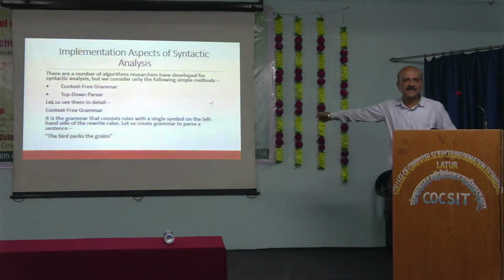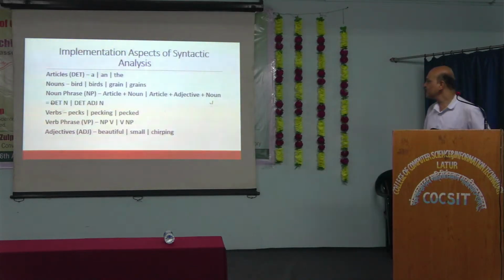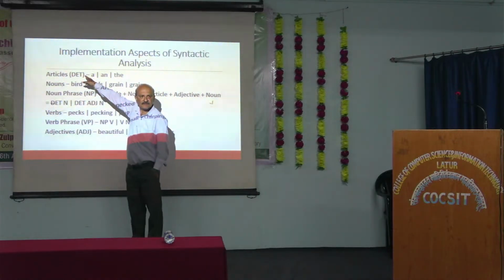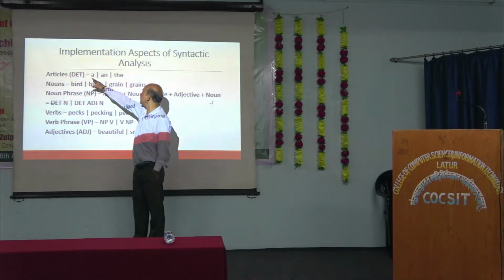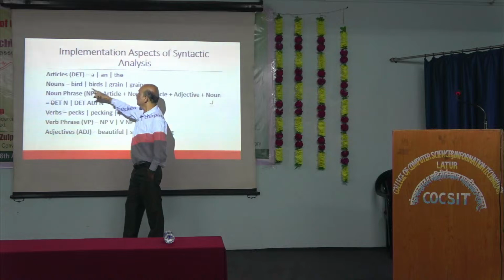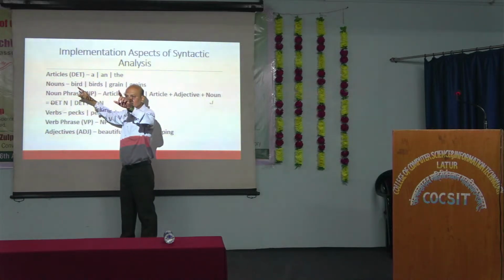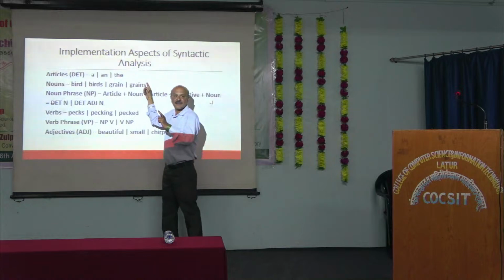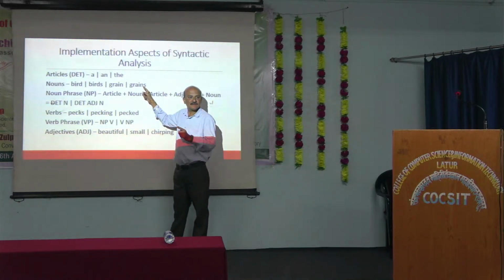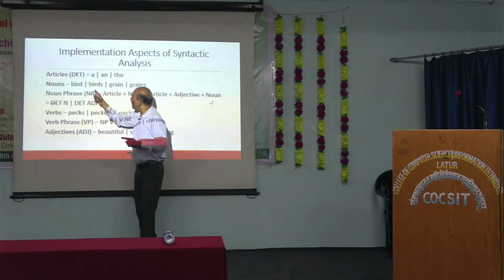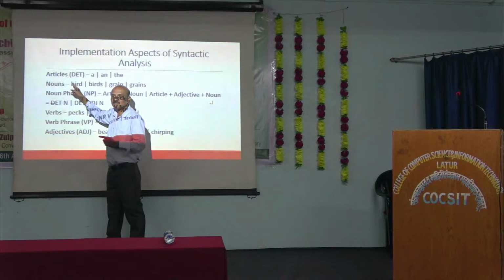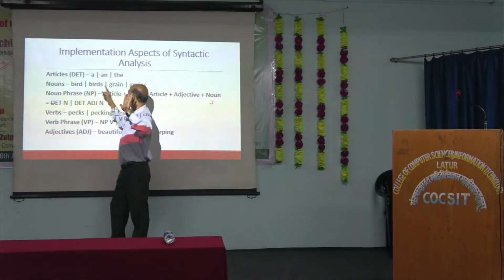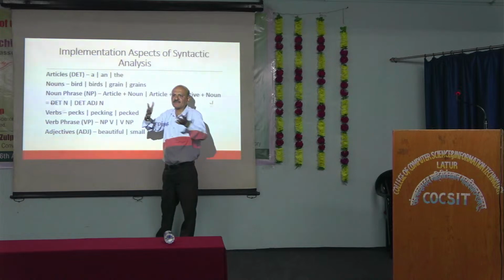So that is what this sentence is indicating. This one here, I am indicating with DET, determinant. Okay, A and the nouns. See here: bird, birds, grain, grains. Now, this is the alternate word for this one. There may be one bird, there may be many birds. There may be one single grain, or there may be a bunch of grains.